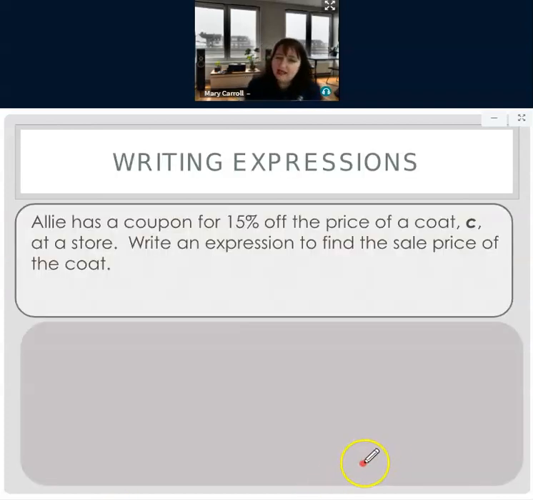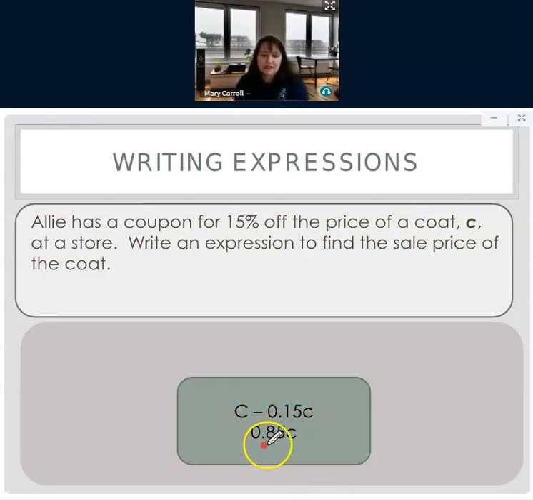So let's try some. Allie has a coupon for 15% off the price of a coat, C, at a store. Write an expression to find the sales price of the coat. Now these should be reviewed because we did them last time, but I'm pushing them a little bit more too. All right, so write down my equation and pause the video. All right, the answer is going to be 0.85C. So if I spend $100 on this, I would multiply that by 0.85, and that would give me $85. In case you had some doubts.